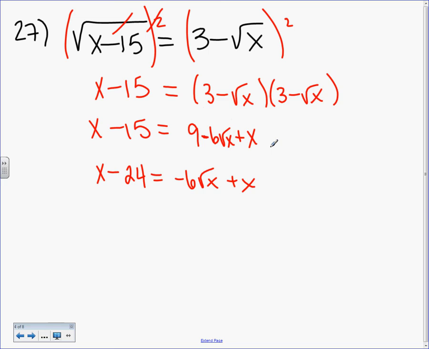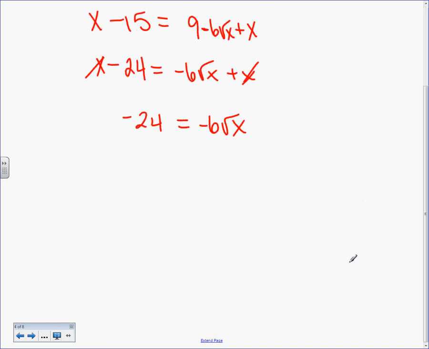You could have done whatever you wanted, really. Okay? So now let's deal with the x, right? Not the square root of x. He's last. Always. Okay? So I'm going to subtract x from both sides, which really just goes away, doesn't it? It cancels out. X minus x is 0. Is that okay? So I'm left with negative 24 equals negative 6 square root of x.